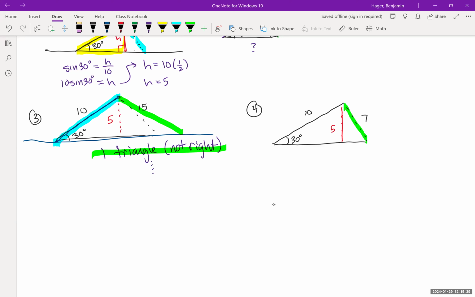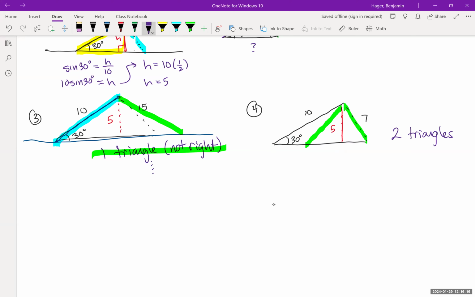Here's the issue. We know that any segment that goes this way is going to be shorter than 10, but longer than 5, right? 5 is the straight down distance, 10 is the distance way out here to the left. So anything going in between them would be somewhere in between 5 and 10, which 7 fits. So in other words, 7 feet of rope could also be extended this way. And in this case, we're actually looking at 2 triangles.